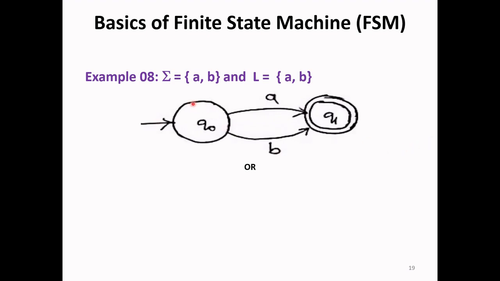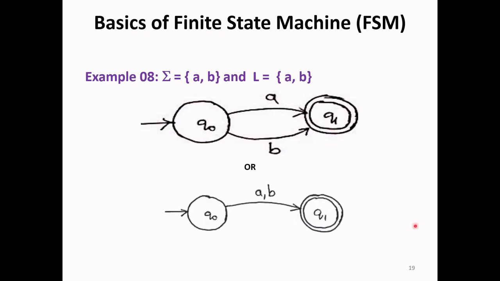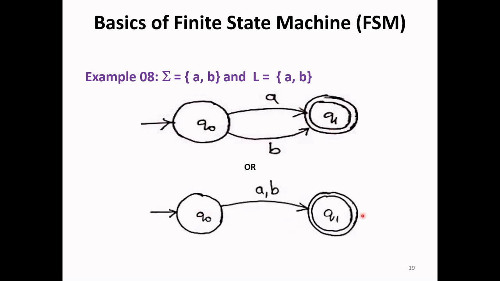It is very simple. From the initial state, one compulsory transition on A reaches the final state, or from the initial state, one compulsory transition on B goes to state Q1, which is the final state. This can also be represented as one single transition having a comma in between. This is equivalent to this finite state machine, either A or B. So both these finite state machines are equivalent.